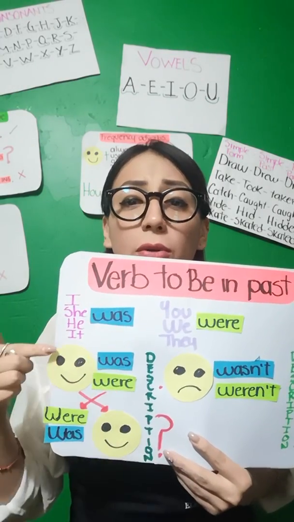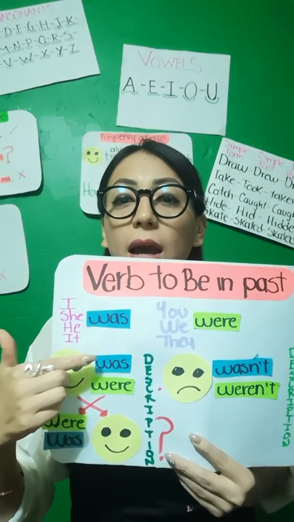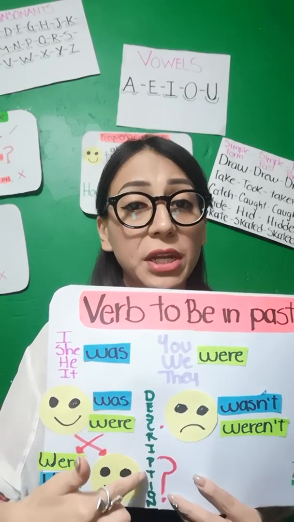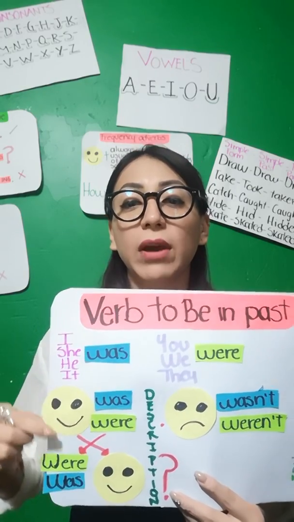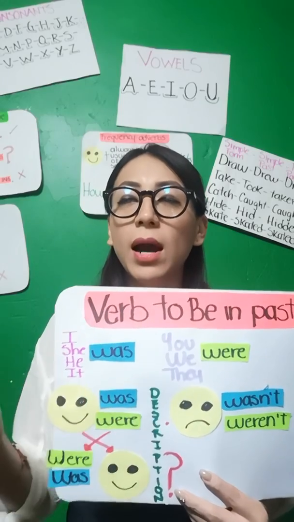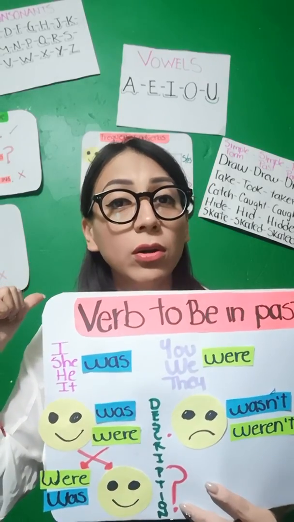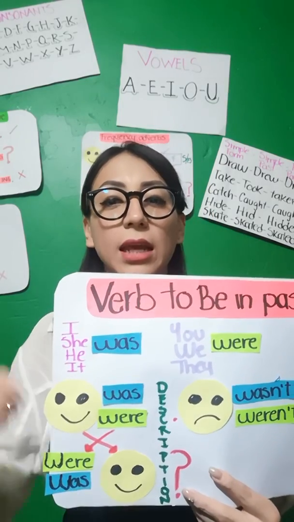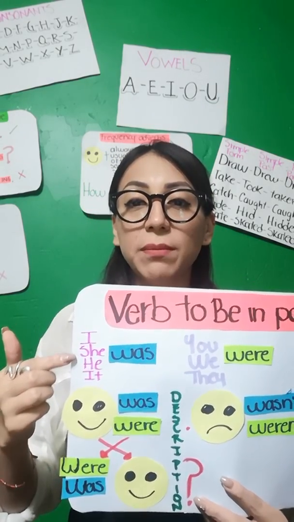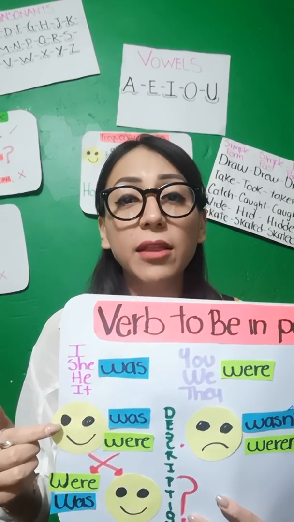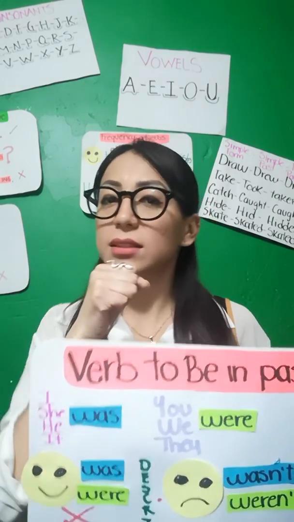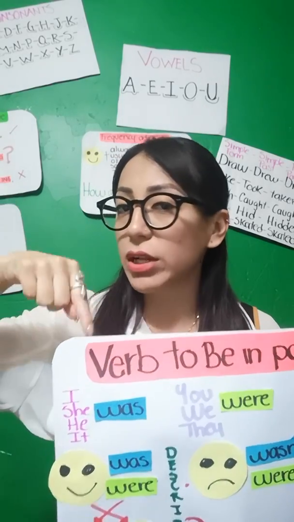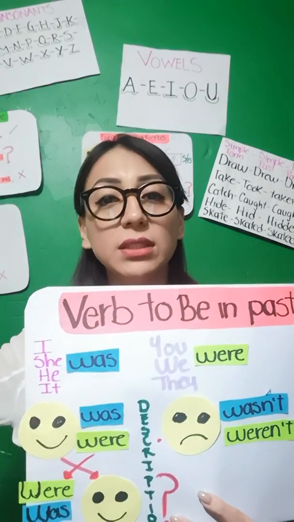In affirmative, we are going to have our subject, our verb to be, depending on our personal pronoun, then my description. So in affirmative, I can say, I was in Acapulco last Saturday, for example. I was in Acapulco last Saturday. I can say using she: my grandmother was a singer. My grandmother was in the past a singer. Now she's not a singer, but in the past she was a singer.